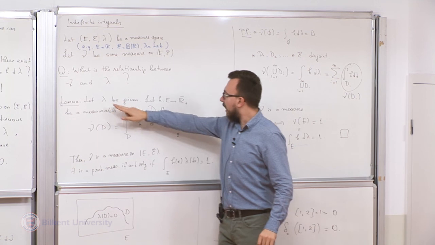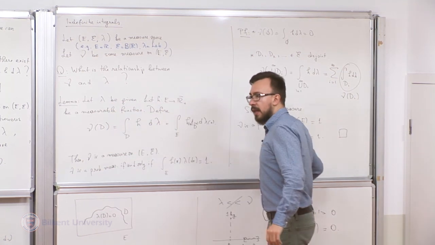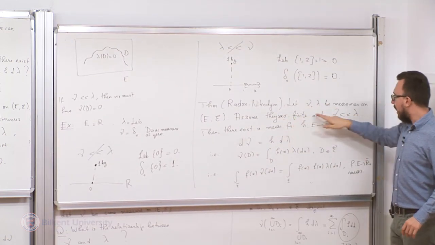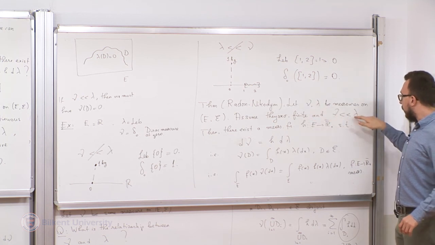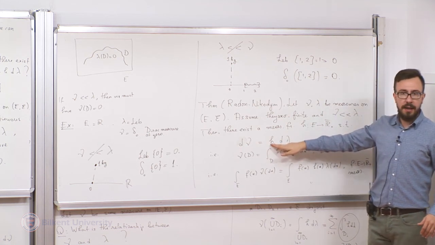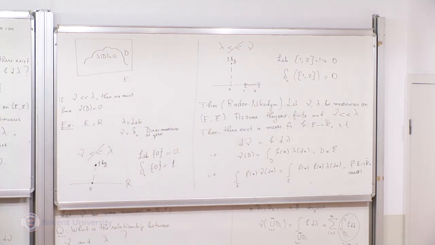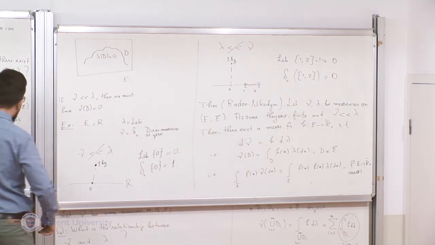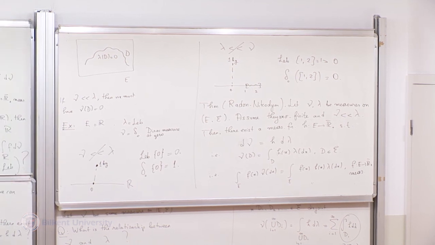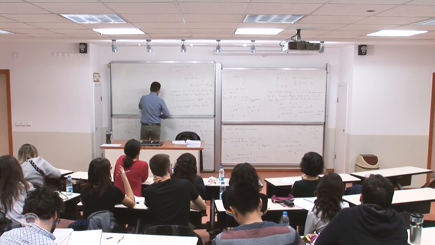So given lambda, given a density, you can create a new measure. Now you start with two measures. They are sigma finite, and this one is absolutely continuous with respect to lambda. There must exist some density. And again, we use this kind of notation, like the derivative notation. And indeed, we're going to call it the Radon-Nikodym derivative of nu with respect to lambda.